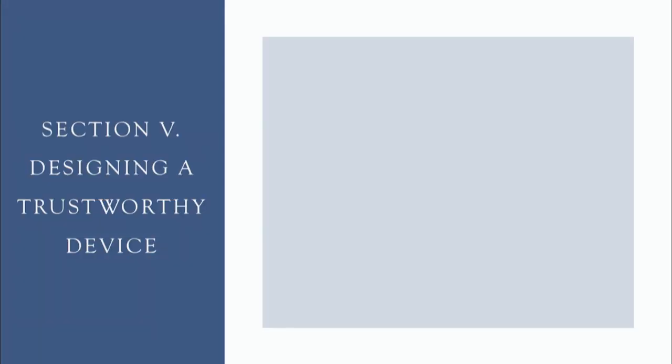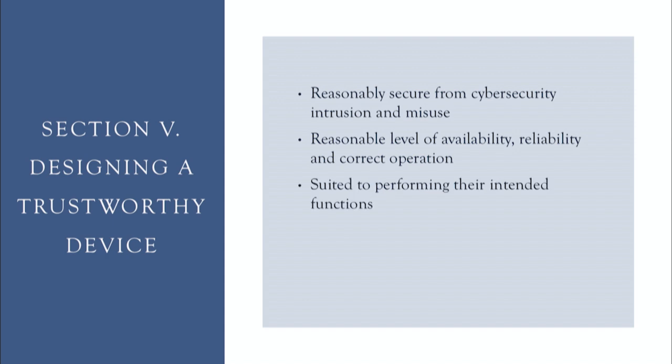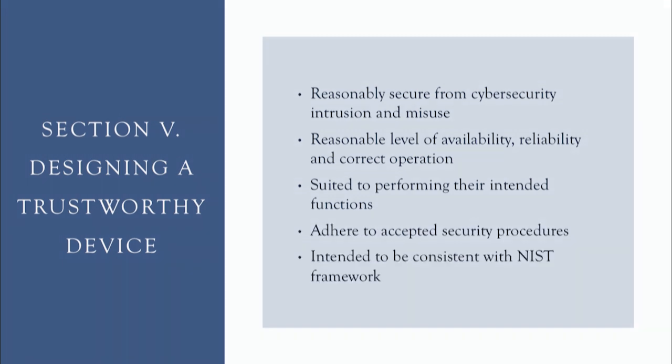So in section 5 of this guidance, they have a section called Designing a Trustworthy Device, and we're going to look at some of the guidelines here. Our device must be reasonably secure from cybersecurity intrusion and misuse. We'll talk about this in the next slide. It has to give you a reasonable level of availability, reliability, and correct operation. It must be suited to performing its intended functions, obviously, and it has to adhere to accepted security procedures. And all of that gets summarized as it has to be consistent with the NIST framework.